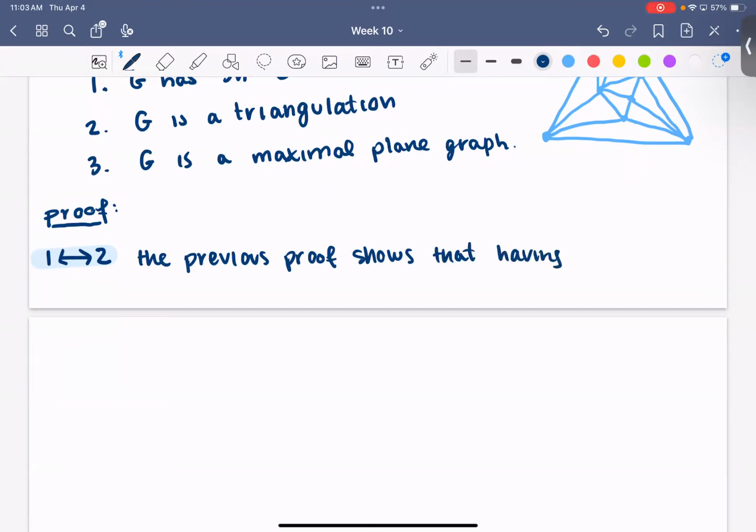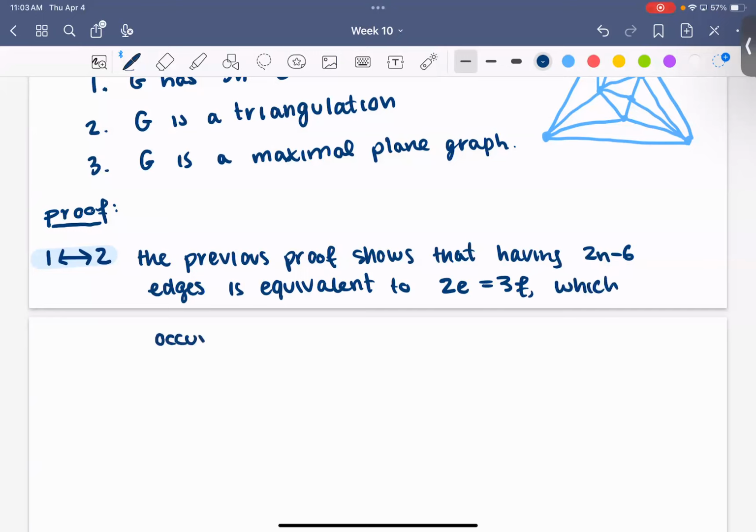having 3n minus 6 edges in a plane graph is equivalent to 2E equals 3F, which only occurs if and only if every face is a 3 cycle. Okay, are there questions about that part?